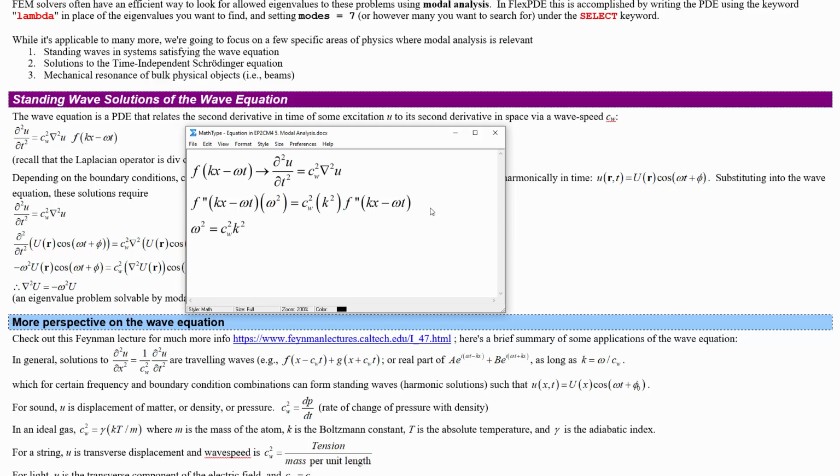All right, this says what the relationship between omega and k has to be so that this is going to work. Omega has to be equal to the wave speed times k. Now, you might remember how simple harmonic motion works, and how this wave number k relates to frequency omega.